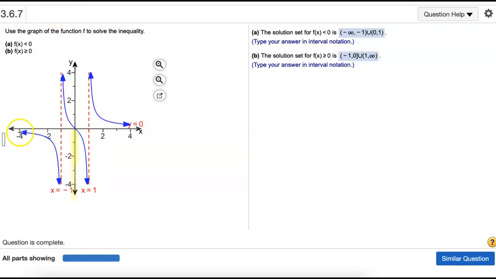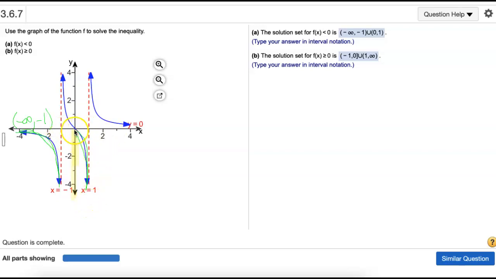Next, you identify the pieces of the graph that are below the x-axis that meet that condition, and that would be, for instance, this piece of the graph and this piece of the graph. After that, you then want to identify where these pieces are in terms of their x values. So, for instance, this first piece of the graph exists from negative infinity to, let's see here, negative 1. And of course, not including negative 1.